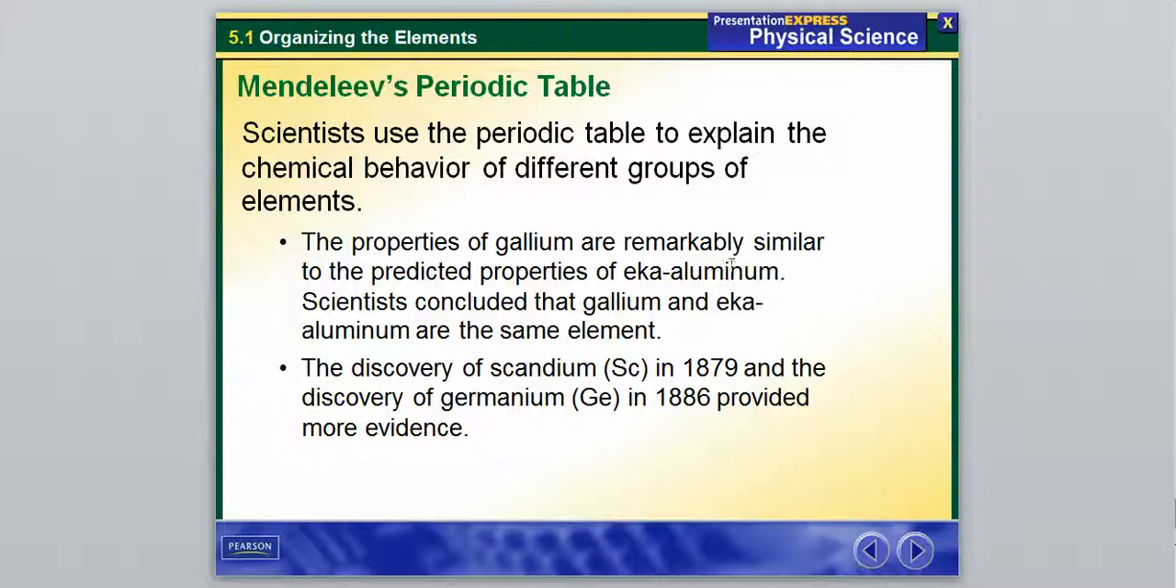So the properties of gallium were remarkably similar to the predicted properties of eka-aluminum. Scientists then were able to conclude that gallium and eka-aluminum are in fact the same element, so he did in fact predict the properties of the undiscovered element. And the discovery of scandium in 1879 and the discovery of germanium in 1886 provided more evidence to support that Mendeleev had it correct.